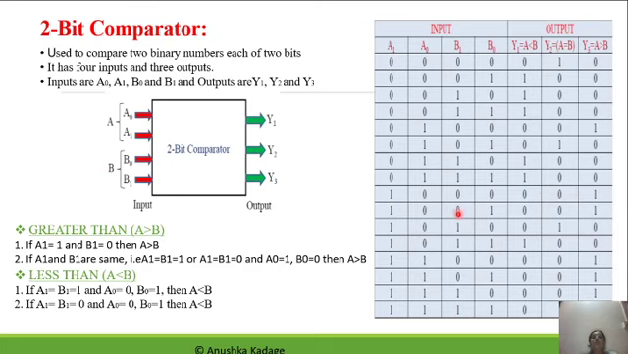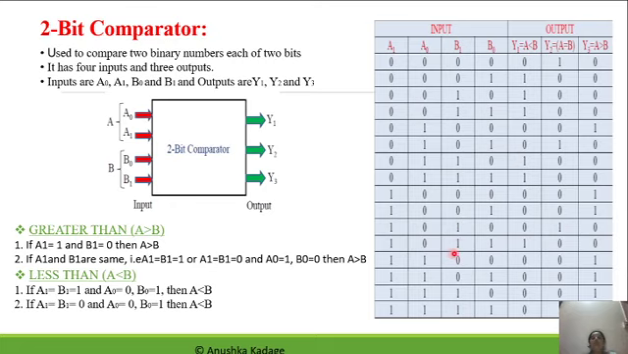In the next combination, we are finding that MSB of A is greater as compared to MSB of B. So, even though LSB of B is greater than LSB of A, we are finding that MSB of A is greater than MSB of B, so A greater than B will be set. In this next condition, we are finding both LSBs are equal as well as both MSBs are equal. So it will set for A equal to B.